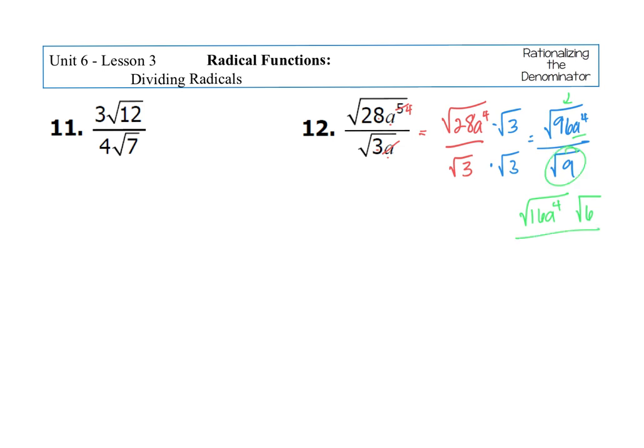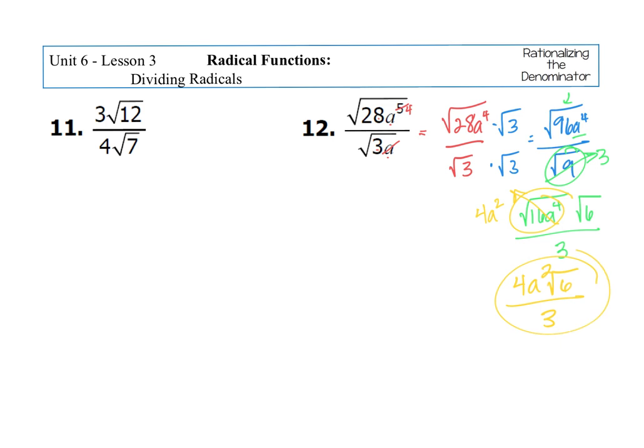The denominator, the square root of 9, is 3. So that's what the denominator turns into, just the number 3. And to finish up the numerator, my square root of 16, a to the 4th, square root of 16 is 4, and a squared comes out because 4 divided by 2 is 2. So our numerator is 4a squared, square root of 6, all over 3.